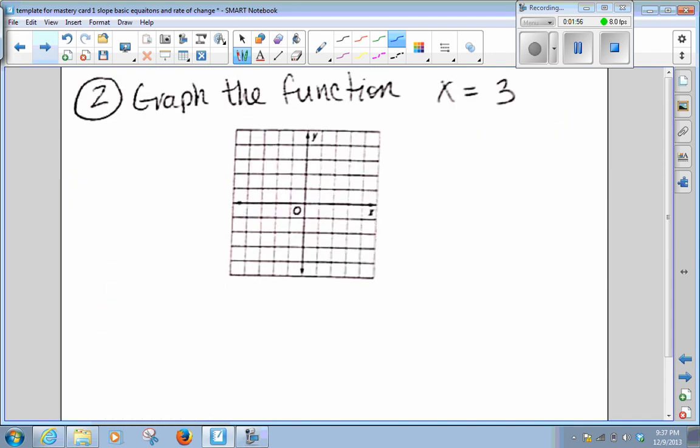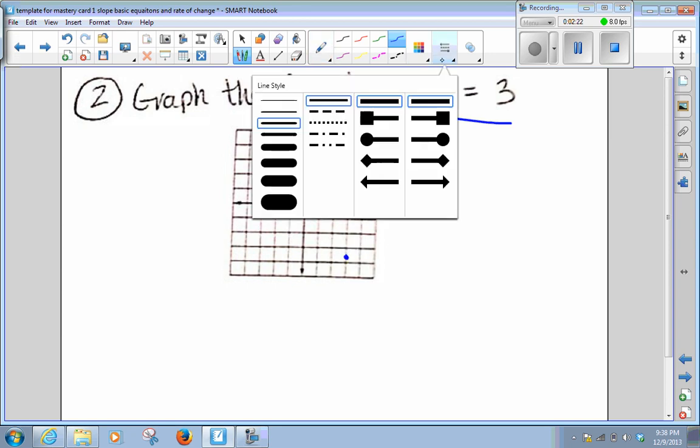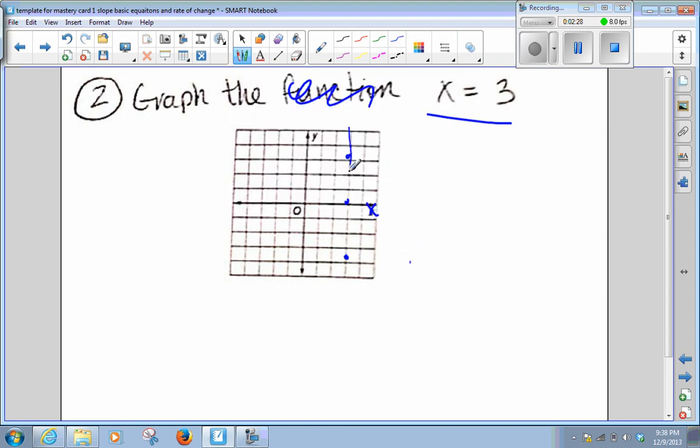Number 2 says to graph the function x is equal to 3. Actually, this isn't a function now that I'm sitting here looking at it. Whoops. So it's going to be a straight line, but it's not actually a function. We've got an equation, x is equal to 3. Remember, x is the one that's right here. So that means every single x value is a 3. So it's going to be a straight line, vertical, up and down.